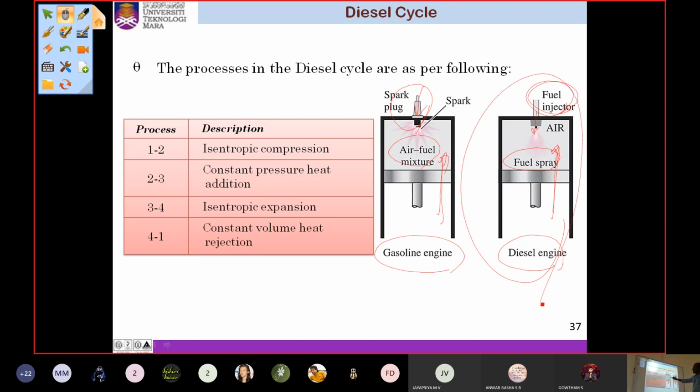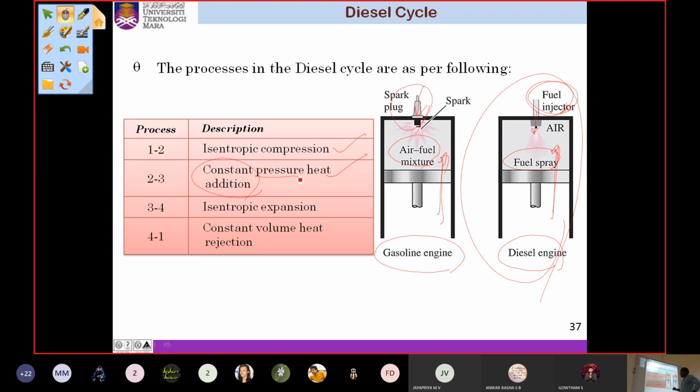So here we have to look at this diesel engine that is used for the diesel cycle. In this process, as usual, the first stroke is isentropic compression, that is the compression stroke. Then the second process is constant pressure heat addition. But in the Otto cycle, we add heat at constant volume, whereas here we have constant pressure heat addition.